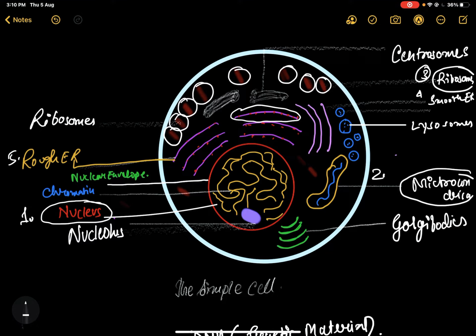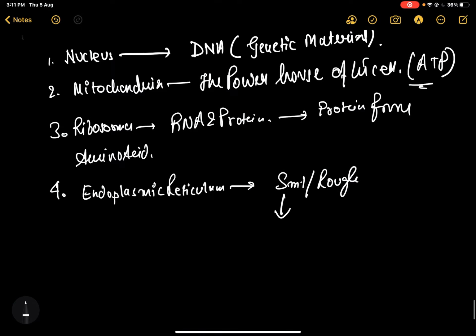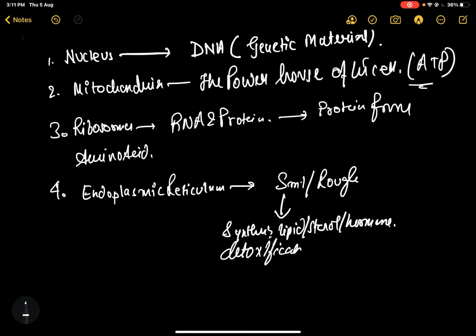Now the endoplasmic reticulum, or ER, is an extensive series of interconnecting membranous canals in the cytoplasm. There are two types, smooth and rough. The smooth endoplasmic reticulum synthesizes lipids, sterols and hormones, and it's also associated with detoxification of some drugs.